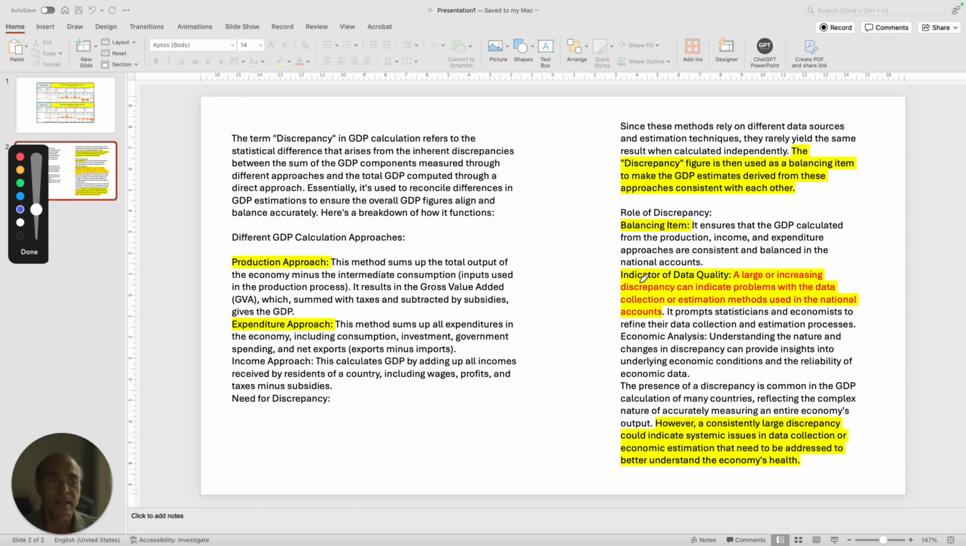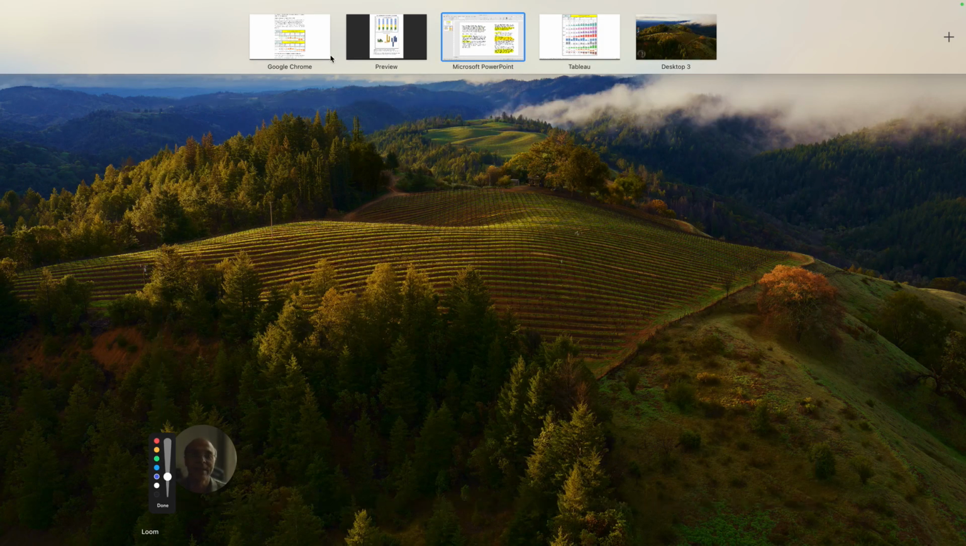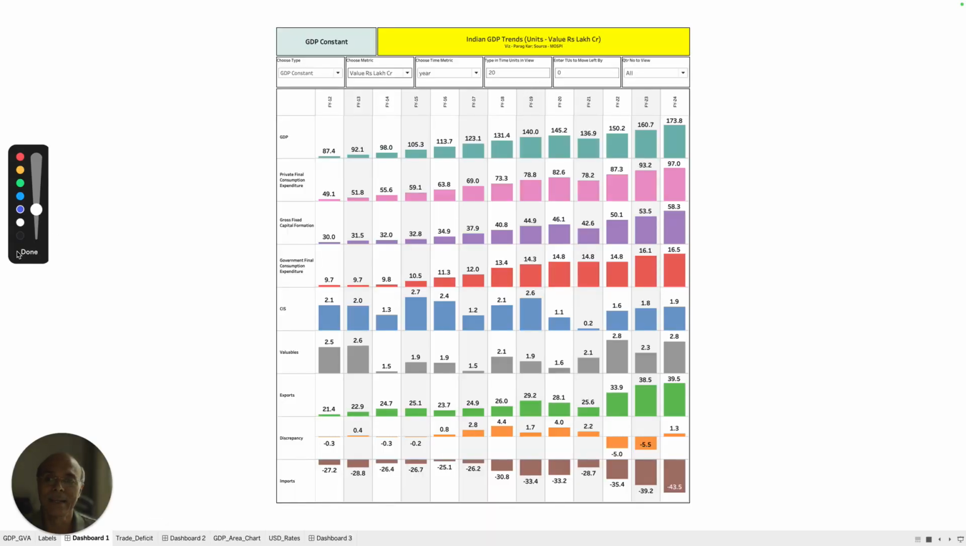Because if the data quality is not proper, if the GDP data is not collected properly, a large increase of discrepancy can indicate a problem with the data collection and estimation method used in national accounts. So naturally, if the GDP discrepancy is huge, it is going to influence the GDP base, such that your GDP numbers are going to get completely distorted.